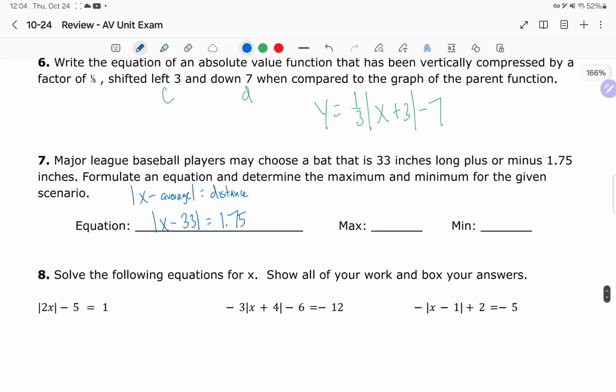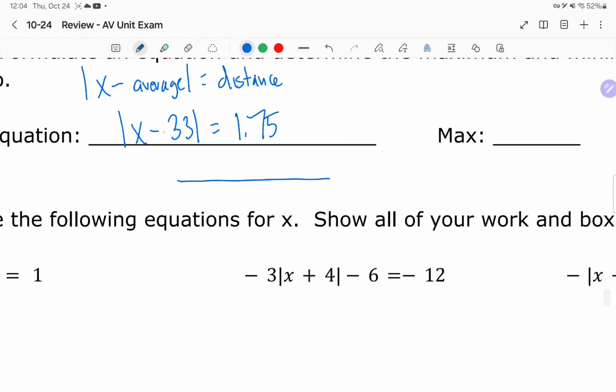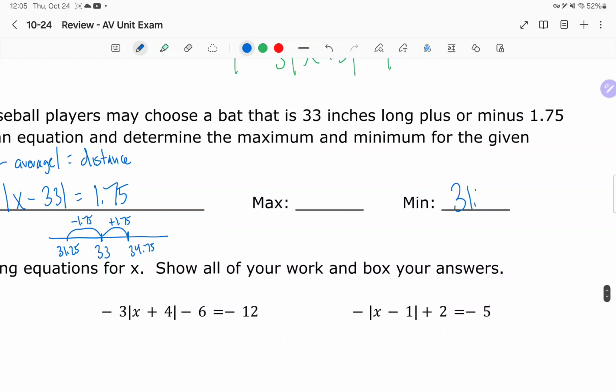All right, now there are 2 ways to solve this. The first way we talked about, we did this in class, was we drew a number line. So here, x minus 33 is just 33 inches. Then you can add 1.75, which would give me 34.75, or we could subtract 1.75, which would give us 31.25. Remember, the smaller one is the minimum, so 31.25 inches, and the maximum is the bigger number, 34.75 inches.